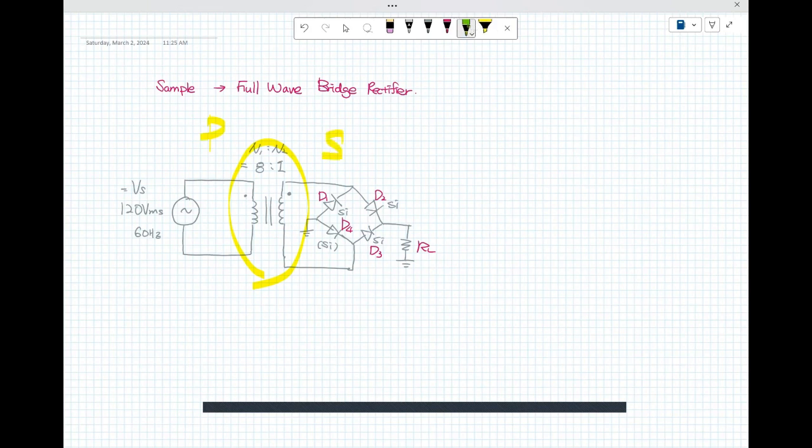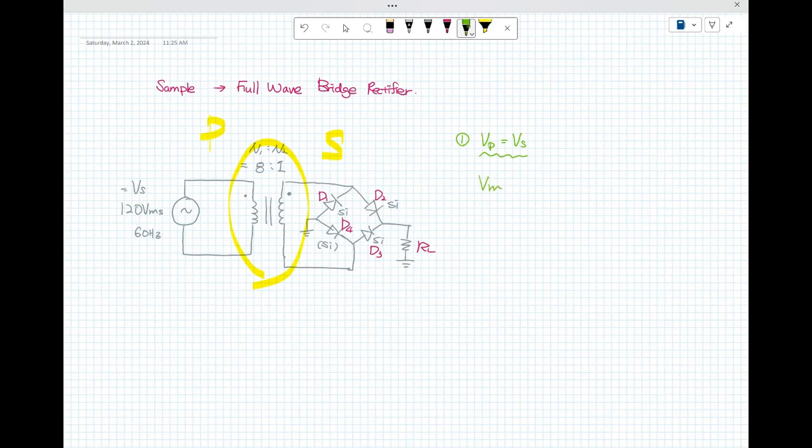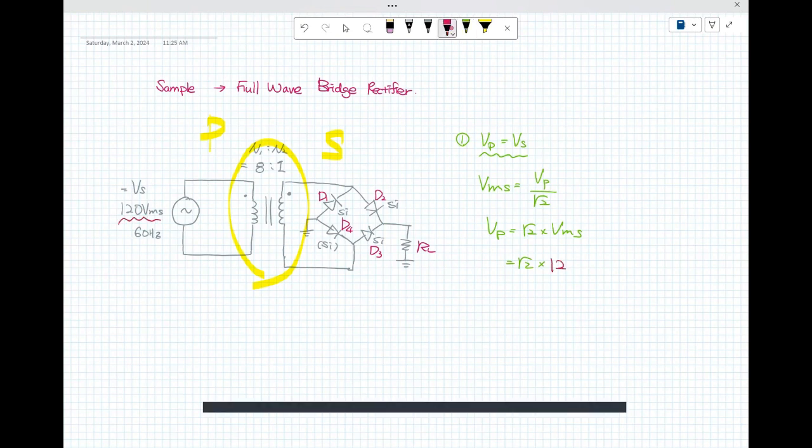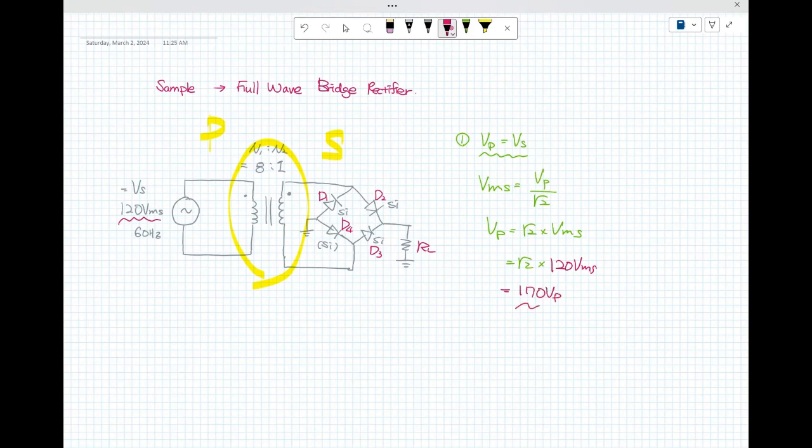First of all, step one, we have to know the peak voltage. What is the peak voltage? The source voltage. Source RMS, we learned before: source peak divided by root 2. So peak is root 2 times the source RMS. Root 2 times the RMS, 120, right? 120 is RMS. Finally, we got 170, the peak voltage. Keep in mind, that was the input source, okay?